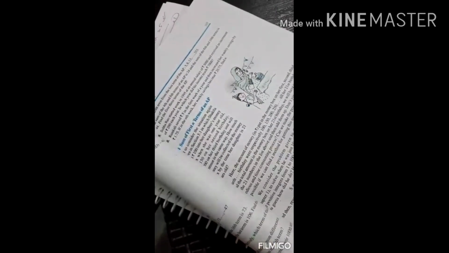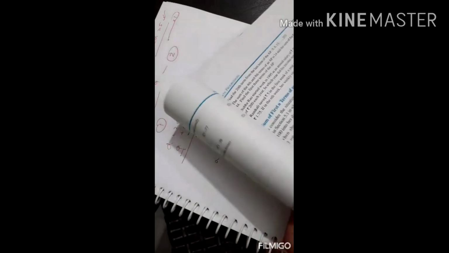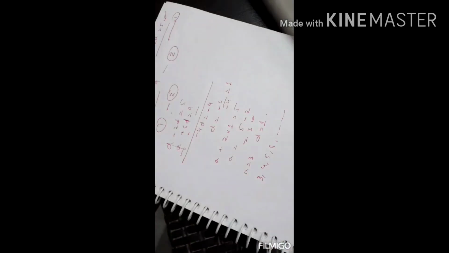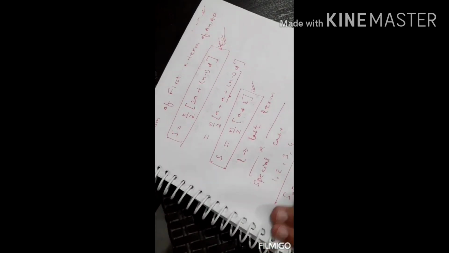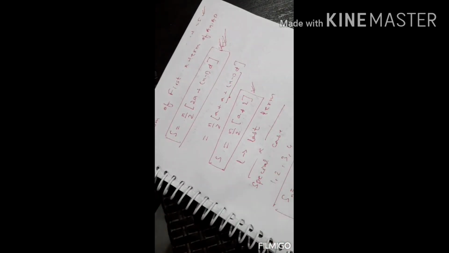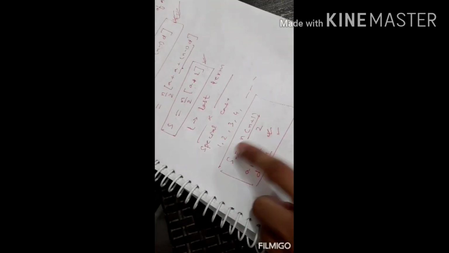Next topic, sum of the first n terms of an arithmetic progression. We have already discussed the formula, so directly we will solve the questions. The formula is S equals n by 2 into (2a plus (n minus 1) into d), and S equals n by 2 into (a plus l), and this is the special formula for natural numbers.